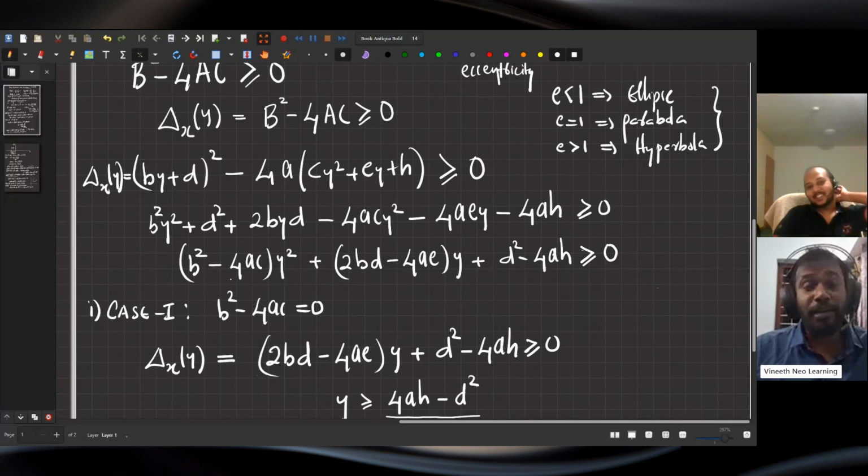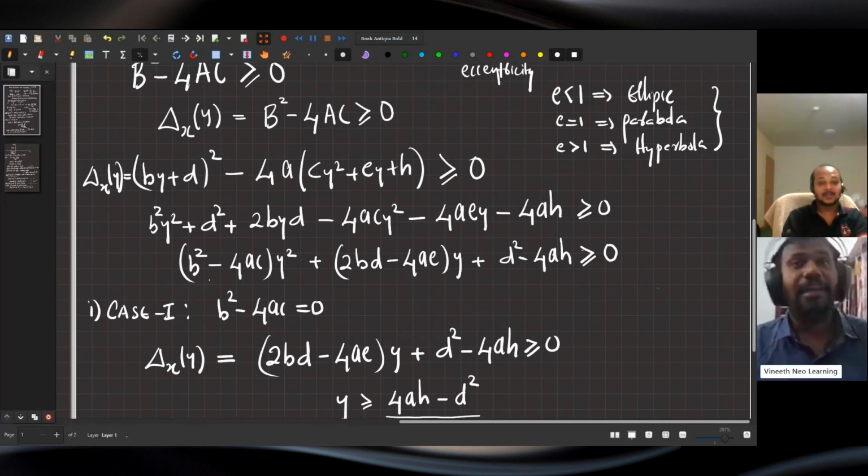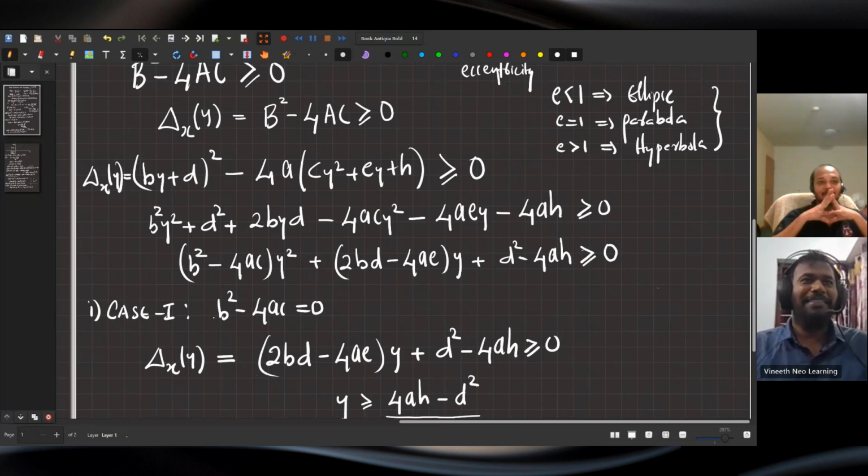It's not the determinant. It's b squared minus 4ac, the discriminant. So how is it connected to the eccentricity? We'll say eccentricity equal to 0 is a parabola. So are we talking about b squared minus 4ac itself being equal to e or something like that?